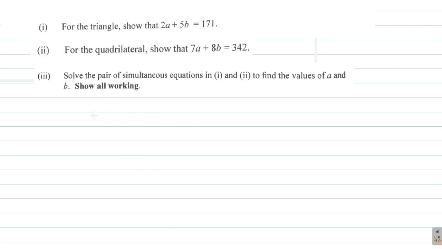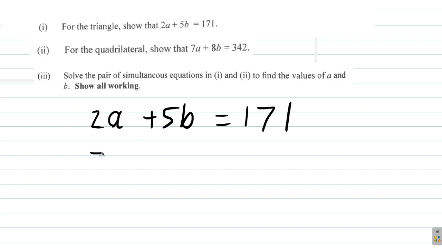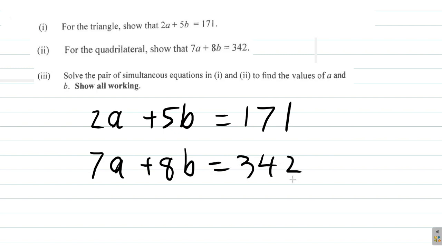What we have is 2a plus 5b equals 171, right? And 7a plus 8b equals 342. All right. Let's call this equation 1 and call this equation 2. Now, when it comes to simultaneous equations, you can use 4 main methods to solve them. You can use elimination, substitution, matrices, or graph. All right. We're going to use elimination here.